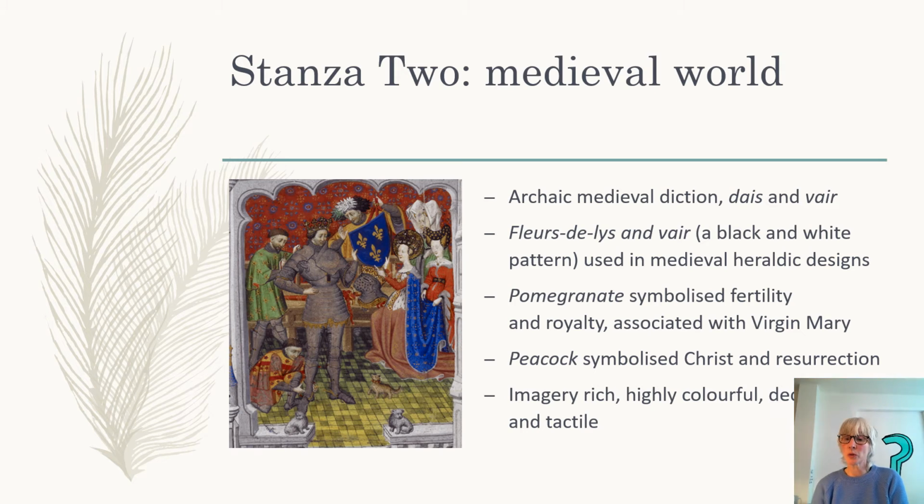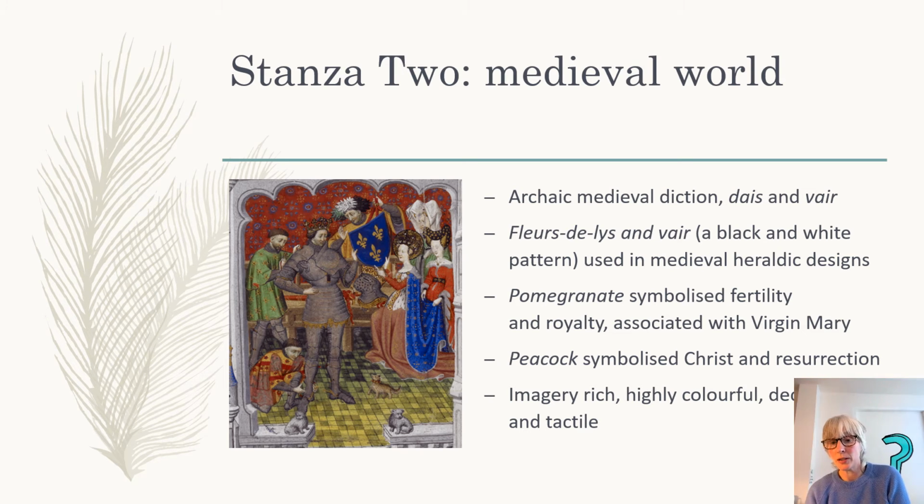In stanza 2, where we move on to the idea of building this beautiful place to sit, this place of celebration, we're in a medieval sounding world. We get archaic medieval diction, the term dais for the throne, the raised throne with a canopy around it, and the reference to vair, which is black and white fur, but it's also a heraldic design of black and white. So fleur-de-lis and vair are used in medieval heraldic designs. Vair is a black and white pattern, and fleur-de-lis is the flower, Prince of Wales' symbol.